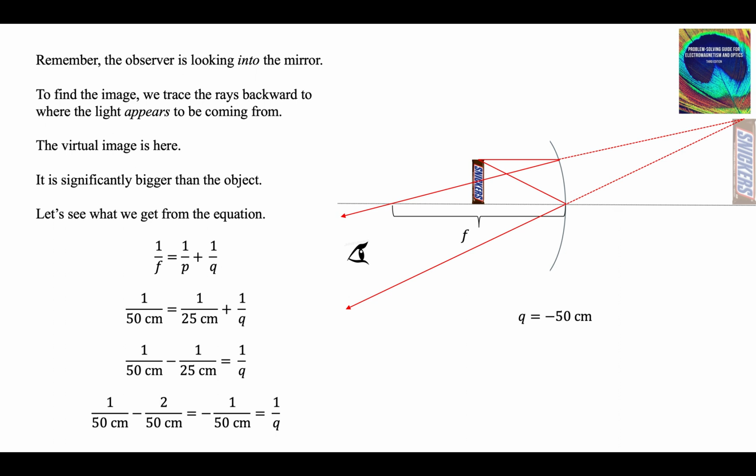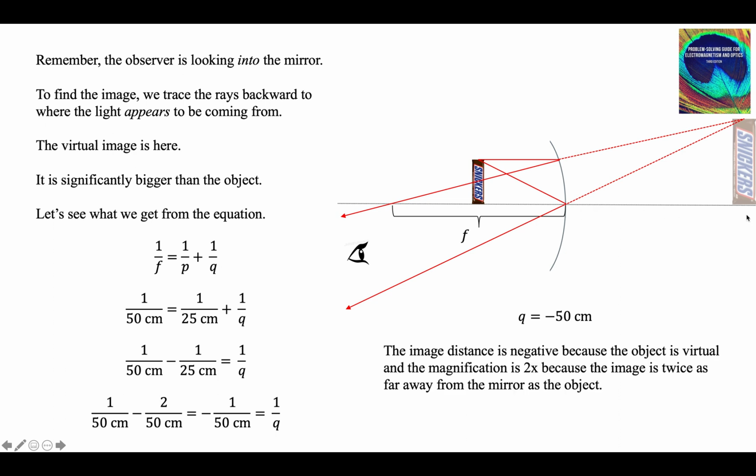Looks about right. First of all, q is negative. It's virtual. It's not a real image. And the focal length is 50, and it looks like that image is about 50 centimeters from the mirror. And the magnification looks to be about twice as big. This is 25 centimeters away. That's 50 centimeters away. The magnification is 2 because the image is twice as far away from the mirror as the object. It's all nice and consistent.